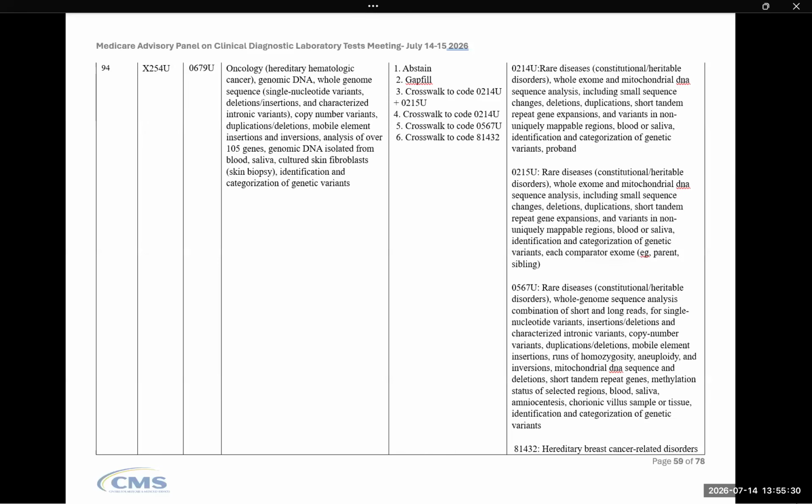But I believe that was another option for crosswalk recommended by the sponsor of this code. So if we could check on that and just make sure that shouldn't be here as an option. The panel reviewed these recommendations, reviewed potential alternative codes that may be similar, and we as the panel are recommending a crosswalk again to 81432 for this code, or consideration of gap fill based on the whole genome sequence statement in this code.